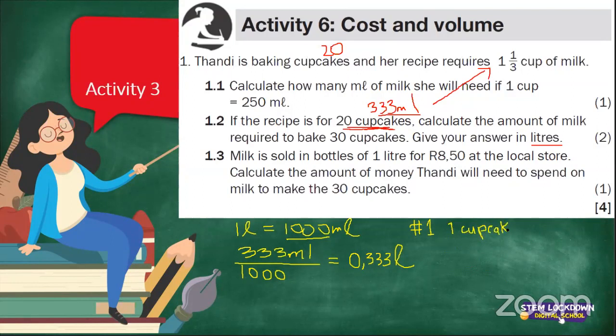I think this will be our last question, learners, because of time. For one cupcake: for 20 cupcakes you need 0.333 liters. For one cupcake, you'll say 0.333 divided by 20. Remember, for 20 cupcakes you need 0.333 liters, so for one, how much will you need? It will be 0.333 divided by 20.